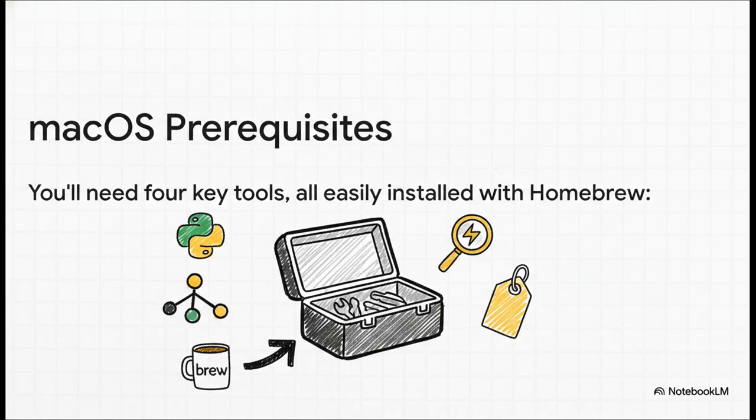So, before we install the scanner itself, we just need to make sure we have 4 prerequisites. Now, if you're a developer on a Mac, you probably have some of these already. We need Python, Git, of course, Universal Ctags for code indexing, and ripgrep for just ridiculously fast searching. But don't worry, one simple command will grab all of them for you.